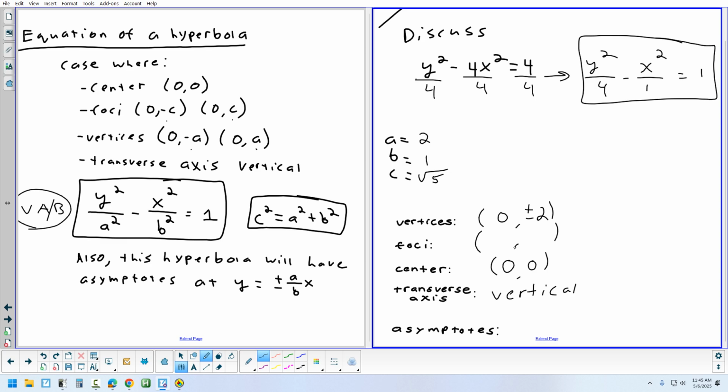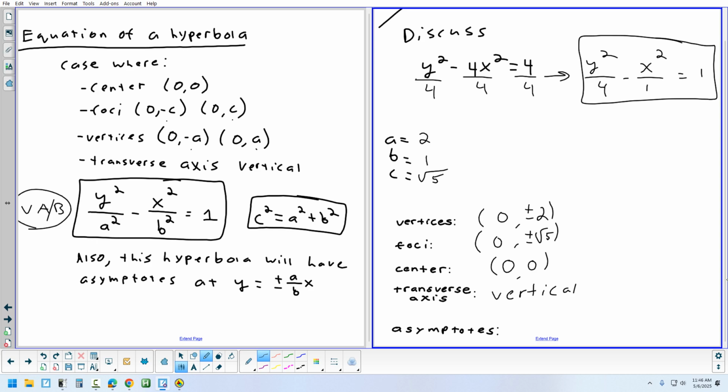Could be 0, plus or minus 1. And what letter tells you about the foci? C. So 0, plus or minus square root of 5.